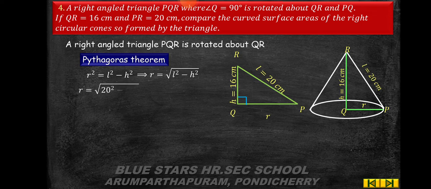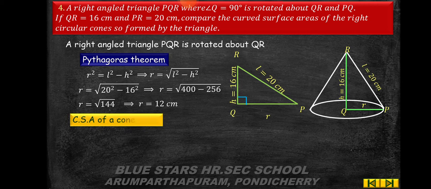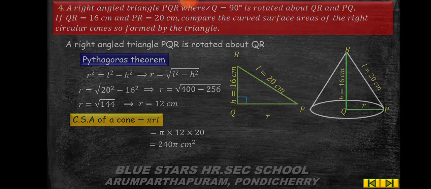r is equal to root of 20 square minus 16 square, which implies r is equal to root of 400 minus 256. So r is equal to root 144, which implies r is equal to 12 centimeter. Now we find the radius, r is equal to 12 centimeter. Next, the CSA of a cone is equal to pi r L, which is equal to pi into 12 into 20, which is equal to 240 pi centimeter square.